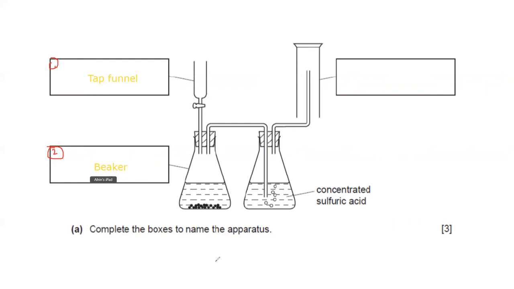Apparatus in box 2. No, that's not a beaker. Yeah, it's a conical flask. And what about the apparatus shown in box 3? The apparatus shown in box 3.